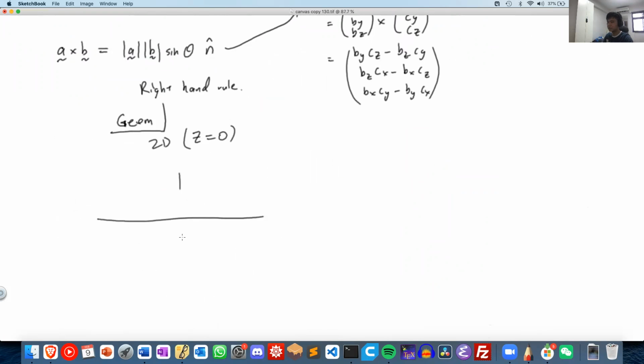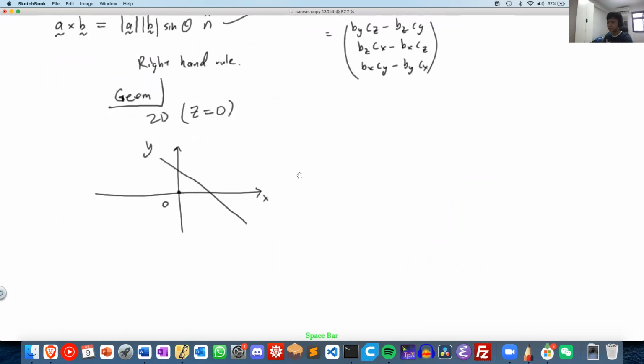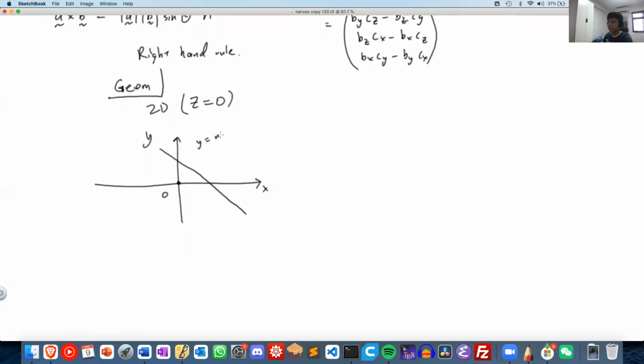If we have the Cartesian plane, with x and y coordinates, then a line that does not necessarily pass through the origin will be something like y equals mx plus c. This is the linear equation, but if we think of it from a different perspective, let's try to write it in a different form.